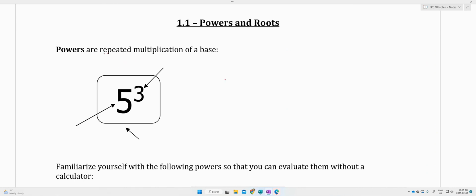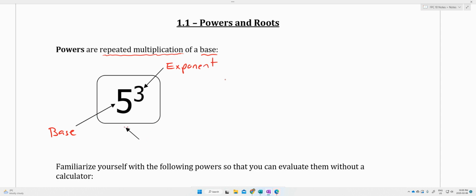This should be review. So we're just going to be labeling a few things, understanding powers are repeated multiplication of a base. Well, what is the base? It's this big number 5 in this example. So that is called our base. Up here on the top right in the superscript, this is called an exponent. And this is telling us how many times we're going to multiply the base.